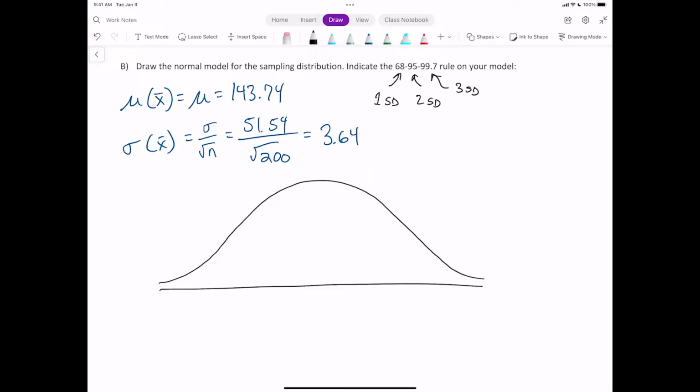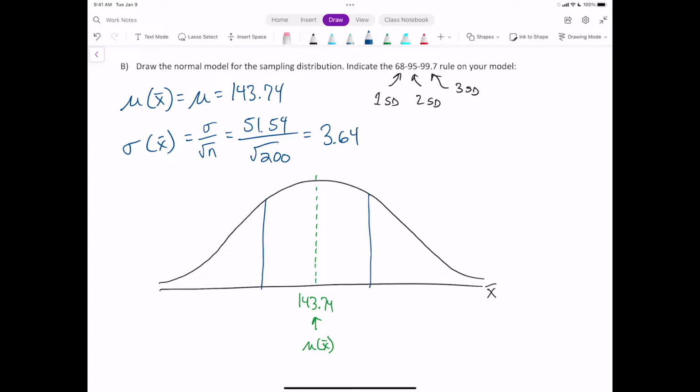All right, so what we have here is a distribution of sample weights, mean weights. That's why it's X bar along the horizontal axis here. Right down the middle is our mean. We said the mean was 143.74. This is the mean of the X bar, okay? Next, we're going to have one standard deviation to the left and to the right. So let's come over here. Let's call this one standard deviation to the left. Let's call this one to the right.